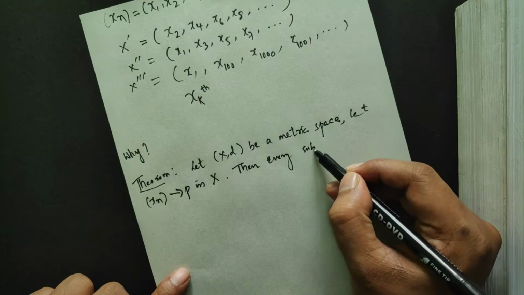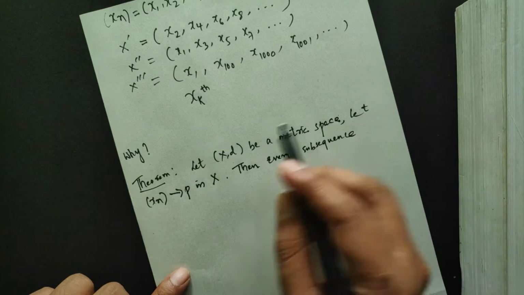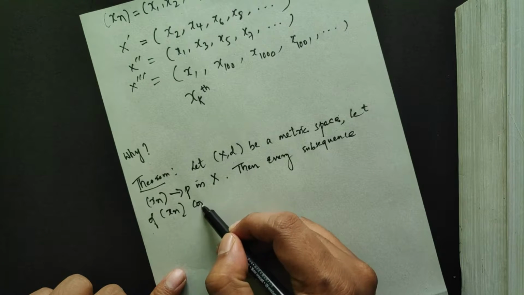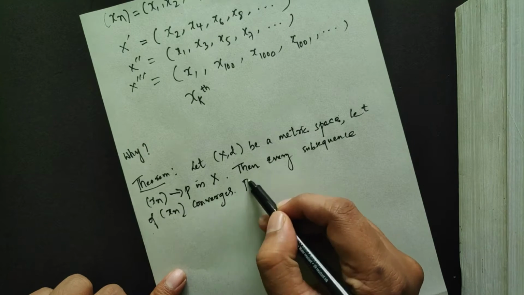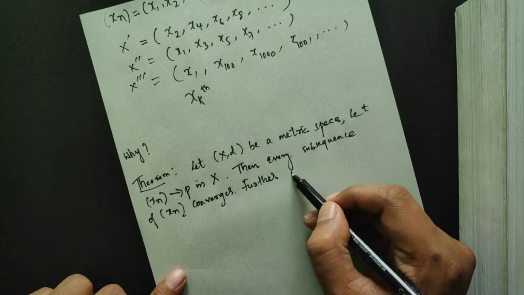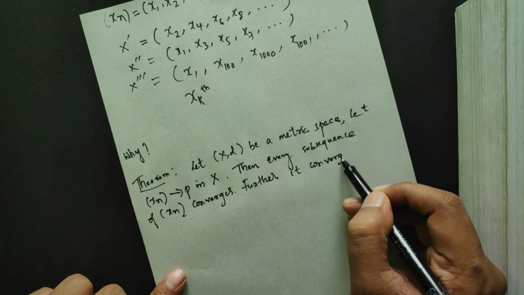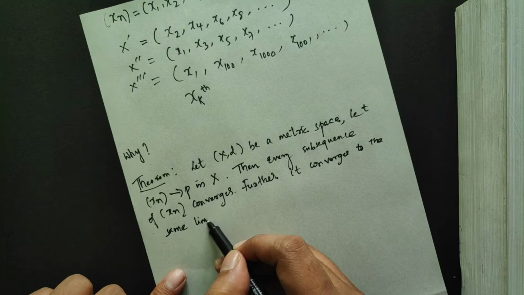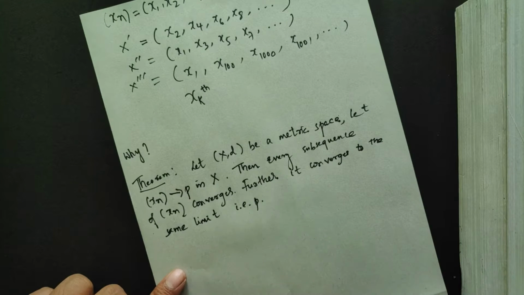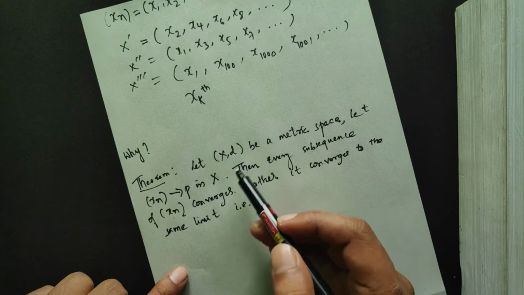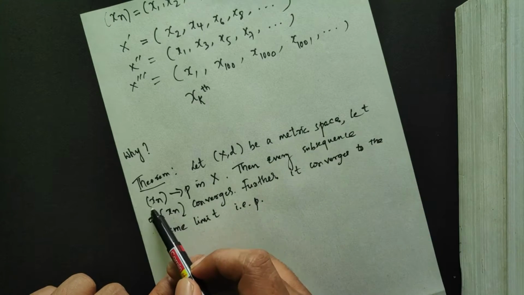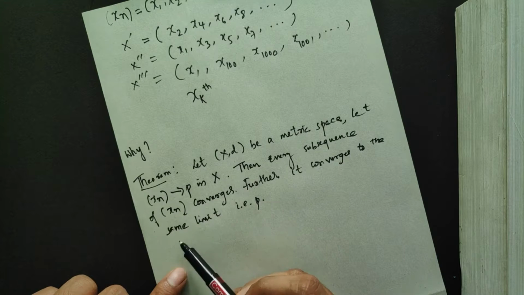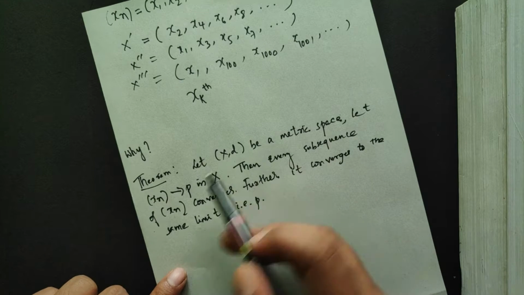every subsequence of xn converges. Further, it converges to the same limit, that is p. So this is the theorem: in any metric space, whenever a sequence converges to p, then every subsequence of the sequence xn converges, and it converges to the same limit.